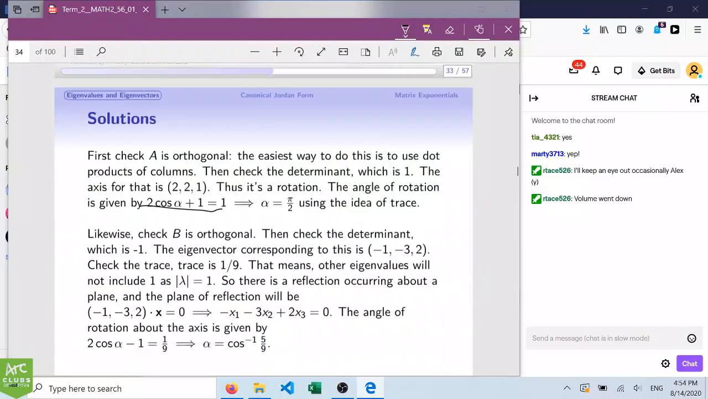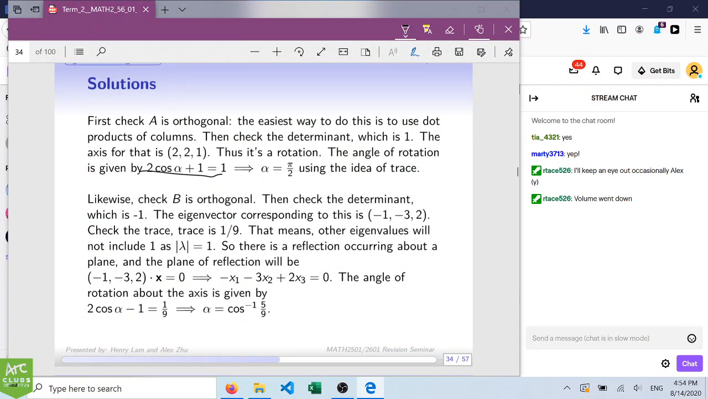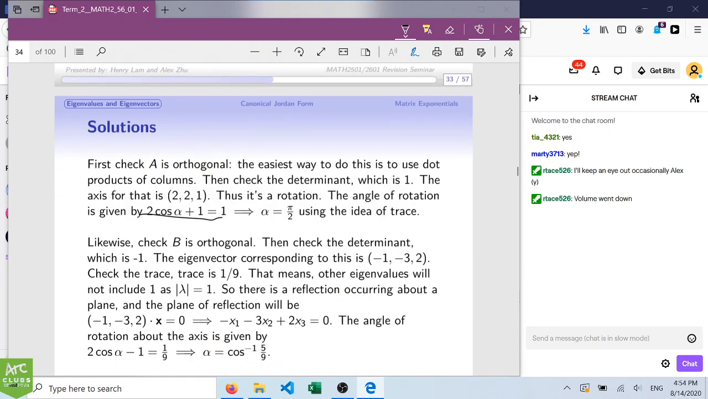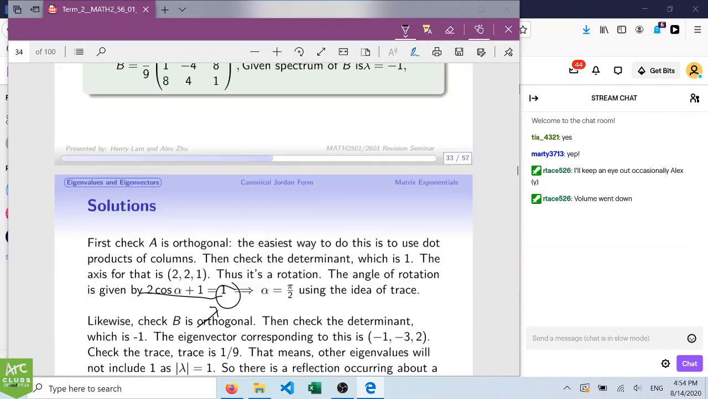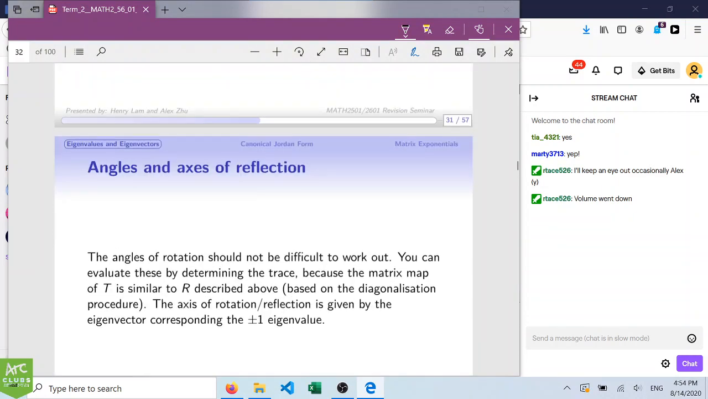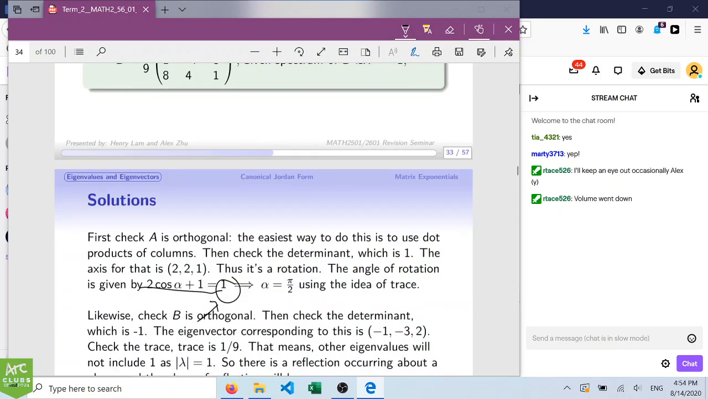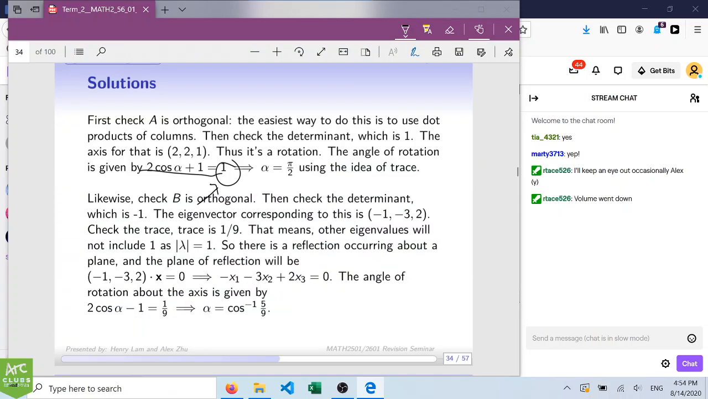Okay, so let me take a step back. The trace of this thing, 4, 4, and 1, is going to give you 1. You're going to match this trace with the trace of the similar matrix, 1, 1, and cos alpha, and cos alpha. So adding it up on both sides, you can solve for alpha.